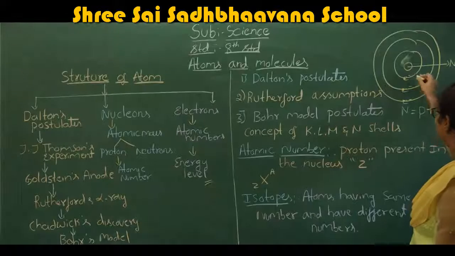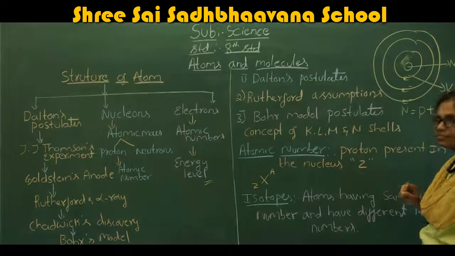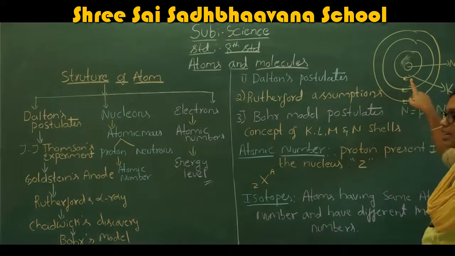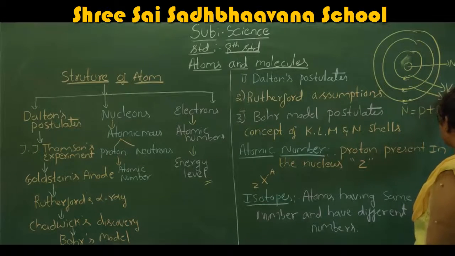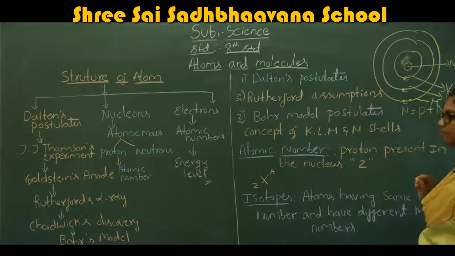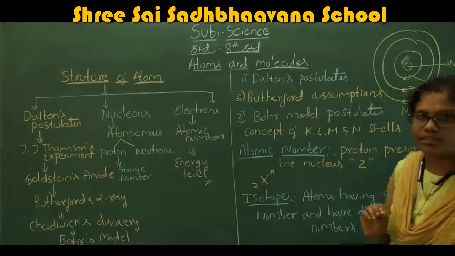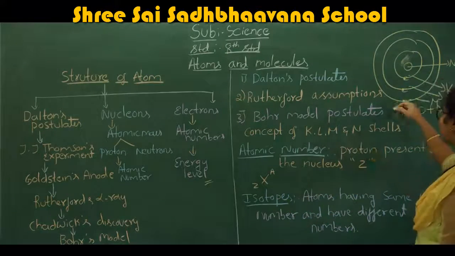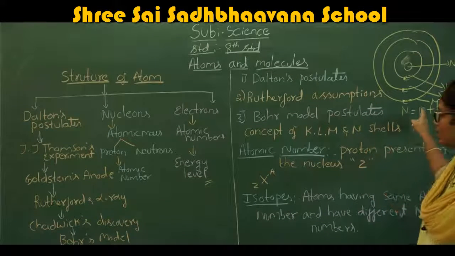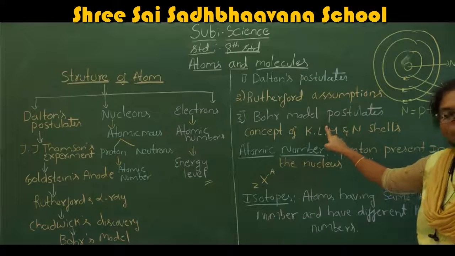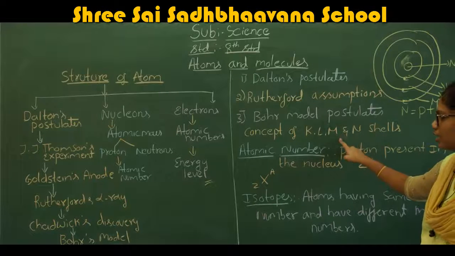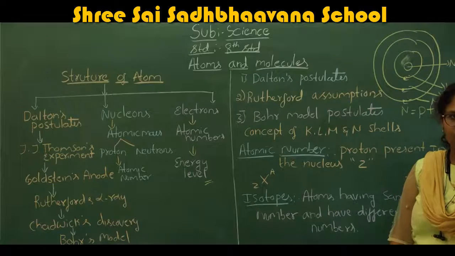He called the first orbital the K shell, the second orbital the L shell, and the third orbital the M shell. The next, fourth one, he called N. This K, L, M, N orbital concept, the energy levels, was also explained by Bohr.